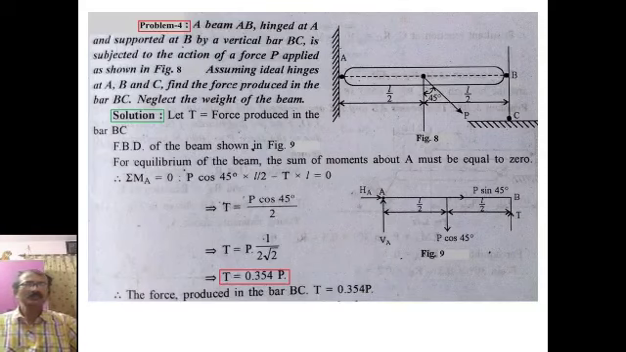So, for the equilibrium of the beam, the sum of the moments about point A must be equal to 0. So, summation of M_A equals 0. So, P cos 45 into L by 2 minus T into L equals 0. So, finally, T equals P cos 45 by 2. So, T equals P into the value of cos 45, which is 1 by root 2, so finally T equals 0.354 P. So, the force produced in the bar BC, that is T, equals 0.3535 P.